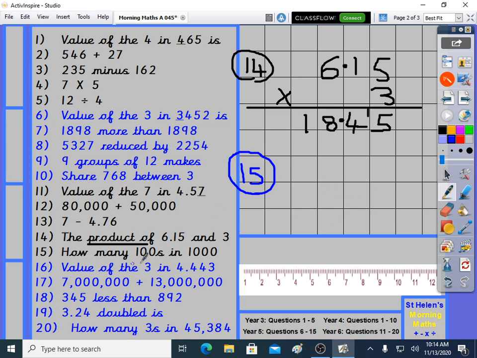Anyway, question 15. How many hundreds in 1,000? There's 1,000 units. There's 100 tens. See, 100 tens. There's 10 hundreds in it, isn't there? Put the thousands on, there's obviously 1,000. But if we go up to the hundreds column, there's 10 hundreds in 1,000.